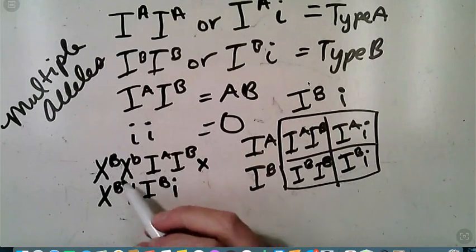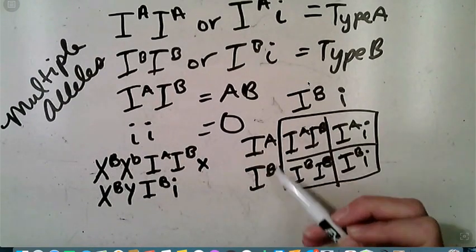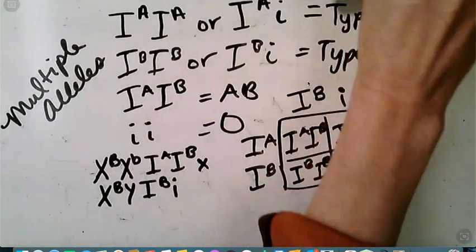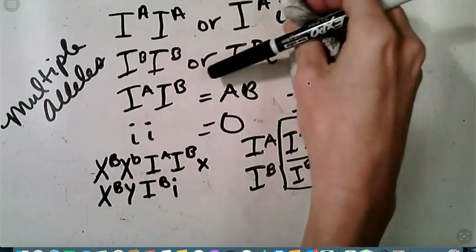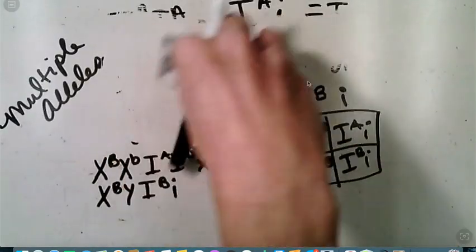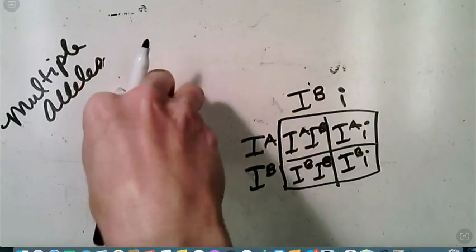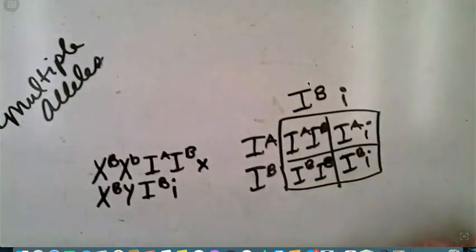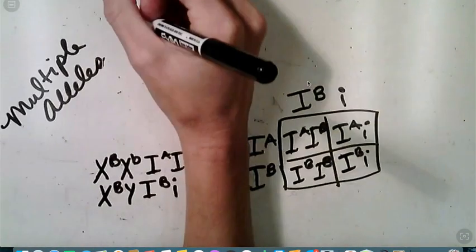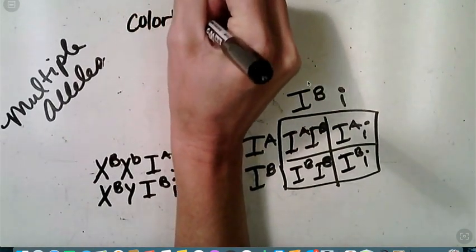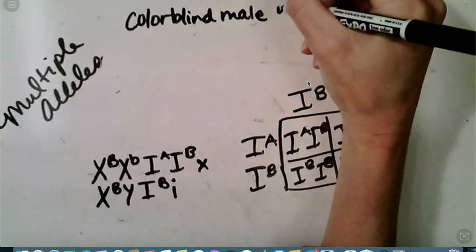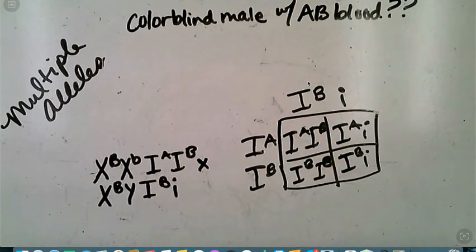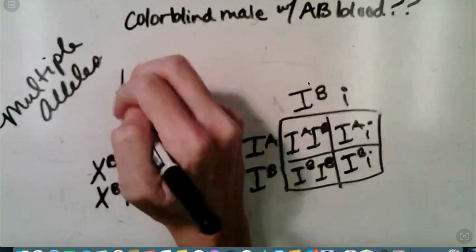Okay, so I've got my parents here. I used this same Punnett square, and then the one from before with our sex linked, just not going to fit on here. So I'm going to erase this. And then you would just ask, what's the chance that they'll have a colorblind boy with blood type AB or something like that? Colorblind male with AB blood. And then you just have to figure out your chances of that. So you do your little Punnett squares.